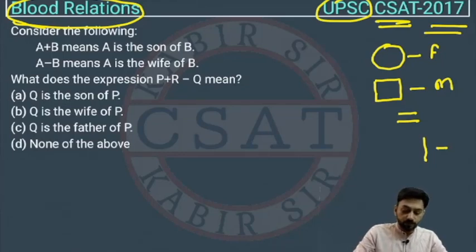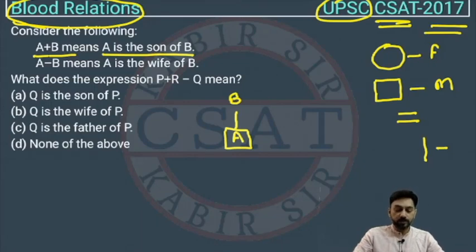So now let's do it. A plus B means A is the son of B. Who is the son? A, right? So A is son, so we will draw a box around A, and he is the son of B. We do not know the gender of B right now, this is not given. They have just given that A is the son of B.